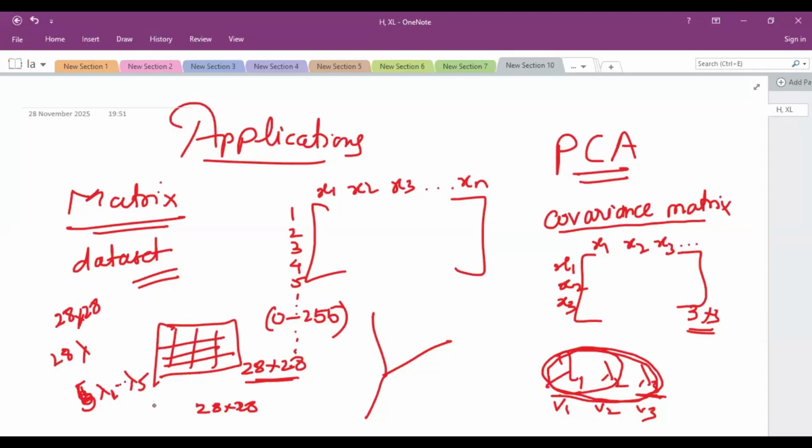And that is helping in reducing the size of that image, but at the same time not removing a lot of information. So we are not compromising on the information, but at the same time we are reducing the data. So this is one place where matrices, eigenvalues, eigenvectors are highly useful.